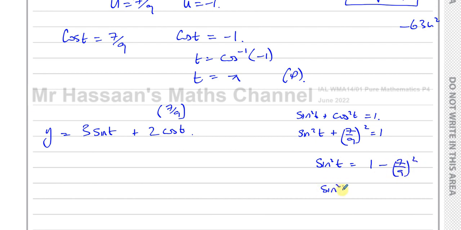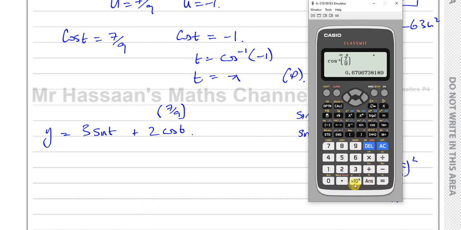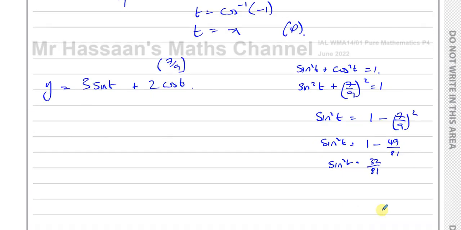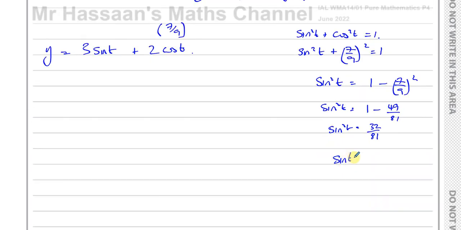So let's work out what that is. Sine squared t is 1 minus 49 over 81, which is going to give us 32 over 81. So sine squared t is equal to 32 over 81. Therefore I can say the sine of t is equal to the square root of 32 over the square root of 81, which is 9. And this is the square root of 16 times the square root of 2. So this is 4 root 2 over 9.